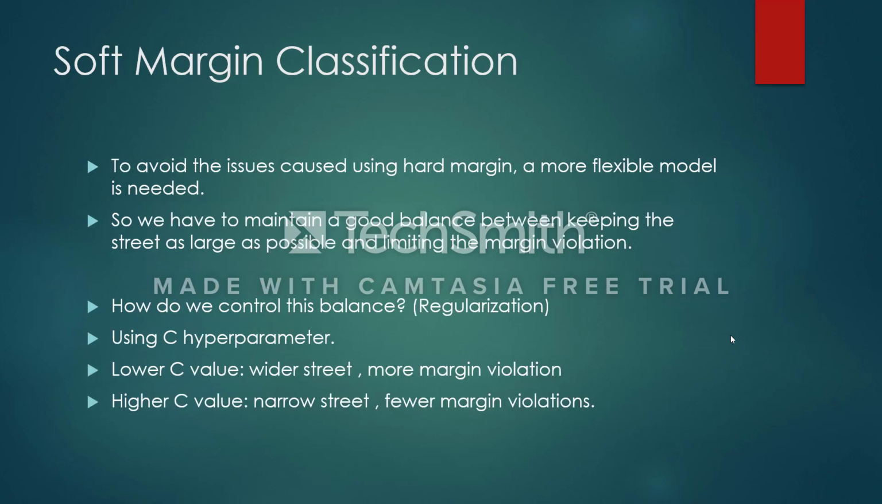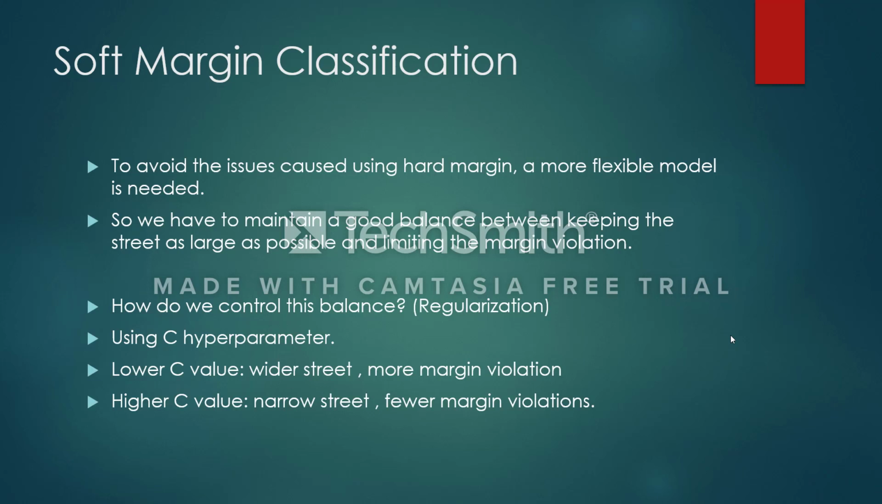So what is soft margin classification? It's exactly the opposite of hard margin classification. You are going to let some of the points be on the other side when classified. So what kind of model do we need? We need a good model which is balanced between keeping the street as large as possible, that is the margin of the hyperplane, as well as limiting the margin violations.